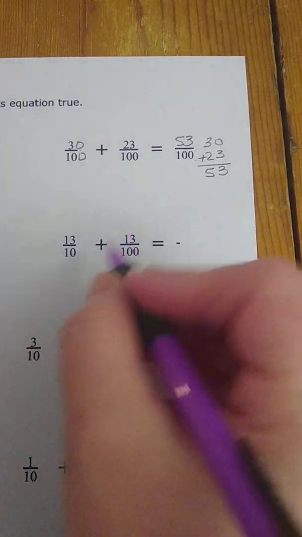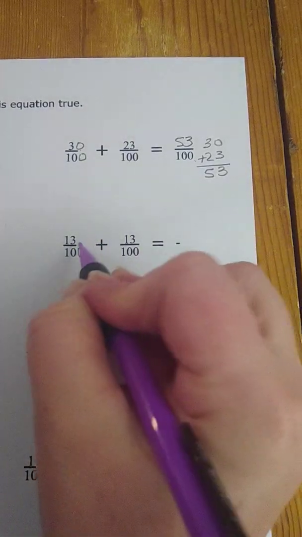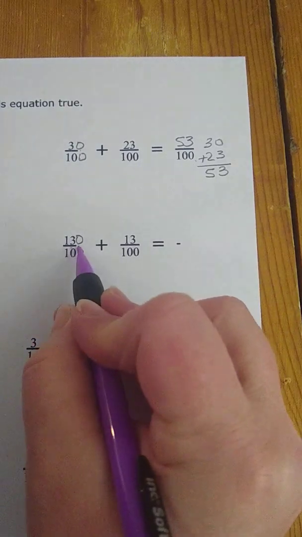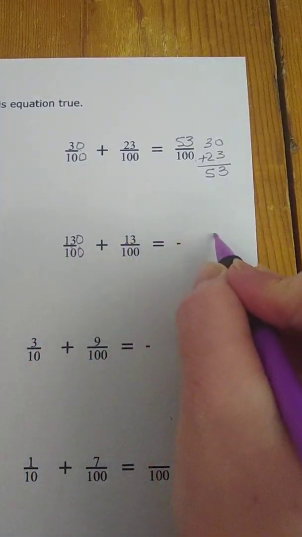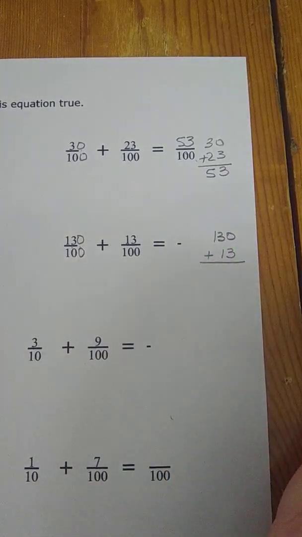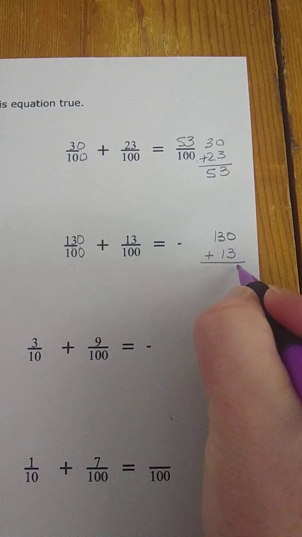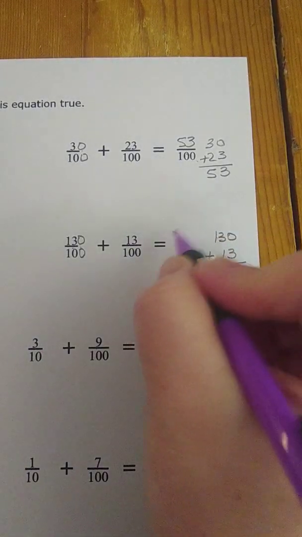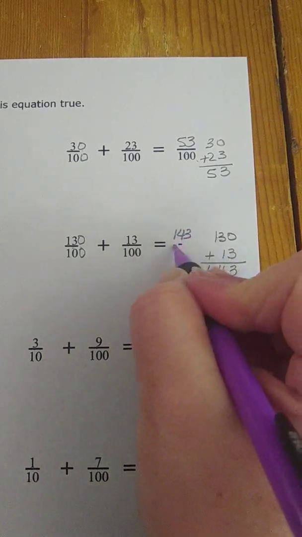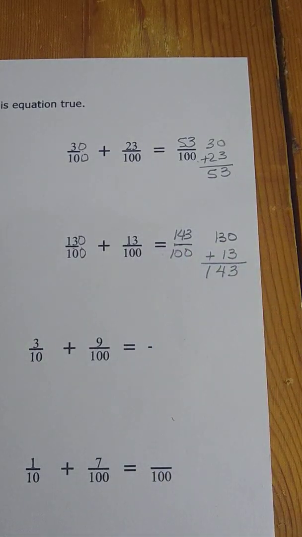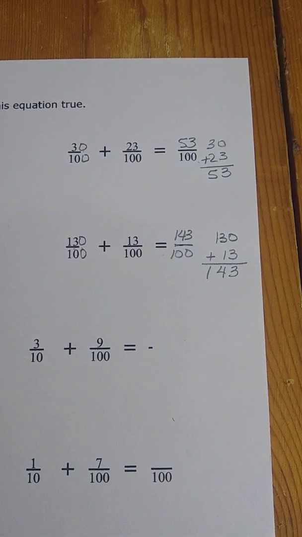Next one, we're converting that 10 into hundredths. So 10 times 10, 100. 13 times 10, add that 0. So 130 plus 13. Some of you can do that in your head. Great. Go right ahead. But if you need to stack it, that's fine too. So 3 plus 0 is 3. 3 plus 1 is 4. And 1. So 143 over 100, the hundredths stay the same. You do not add the hundredths together. 100 plus 100? Nope. It stays 100.